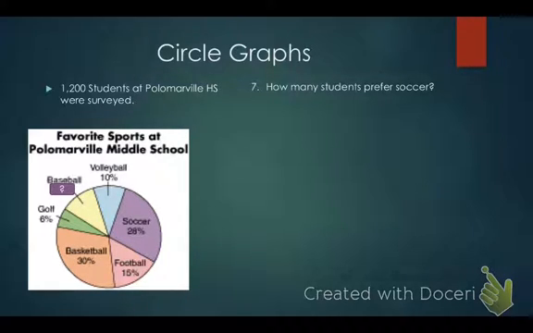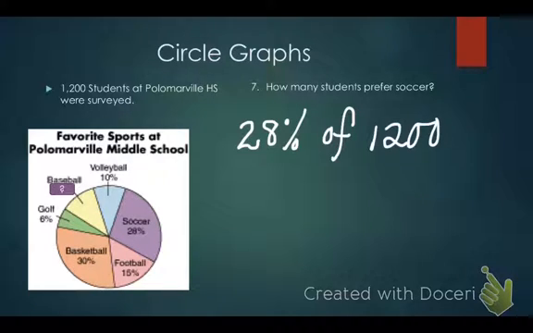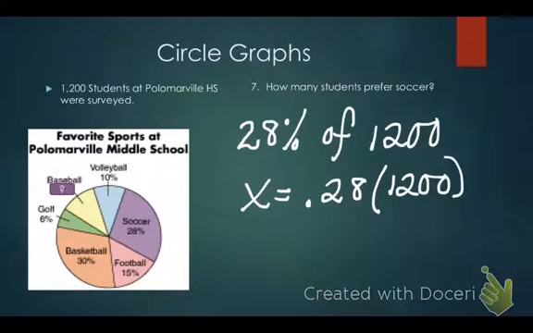It says how many students prefer soccer. So if you look at your circle graph, it tells you that 28% of the students. 28% of, well, how many students are there? It tells you up above that there are 1,200 students at this high school. So we need to find 28% of 1,200. I'm going to do this using an equation. I'm going to say x would be my number of students is equal to 0.28 of means times 1,200. So I'm just going to multiply 0.28 times 1,200, and I get 336 students.